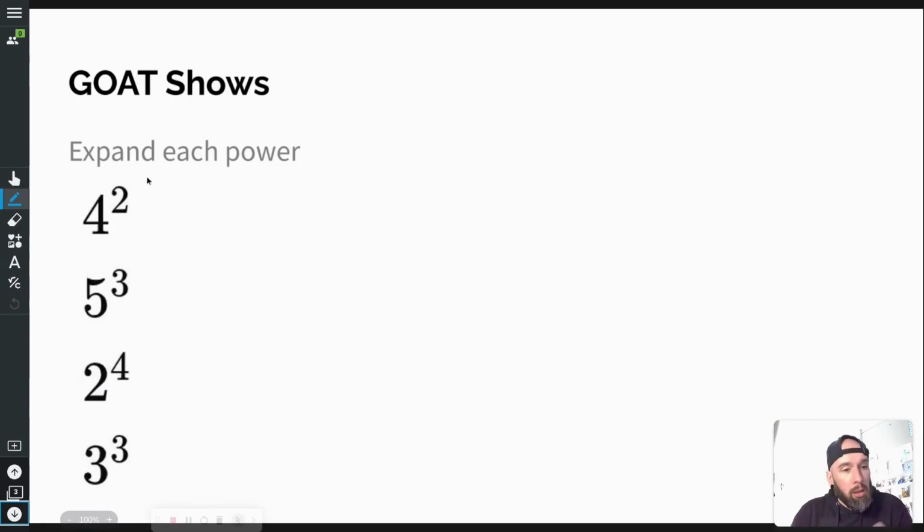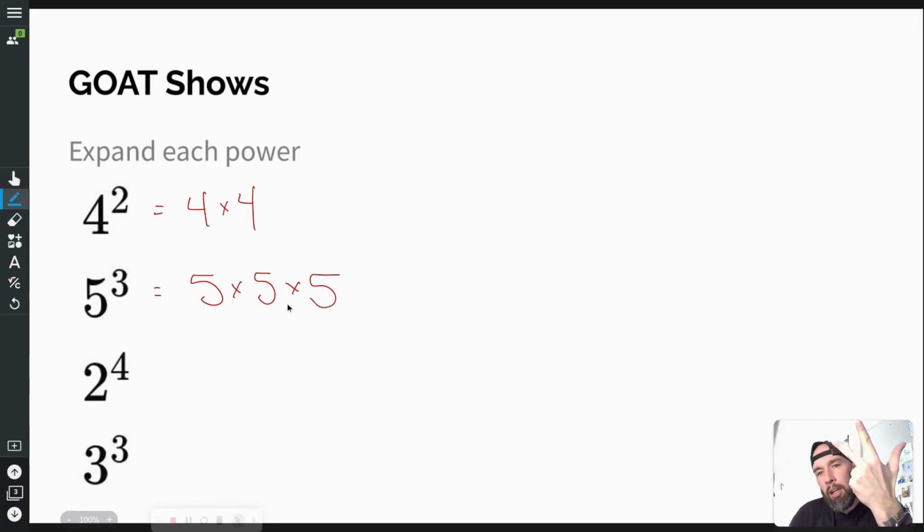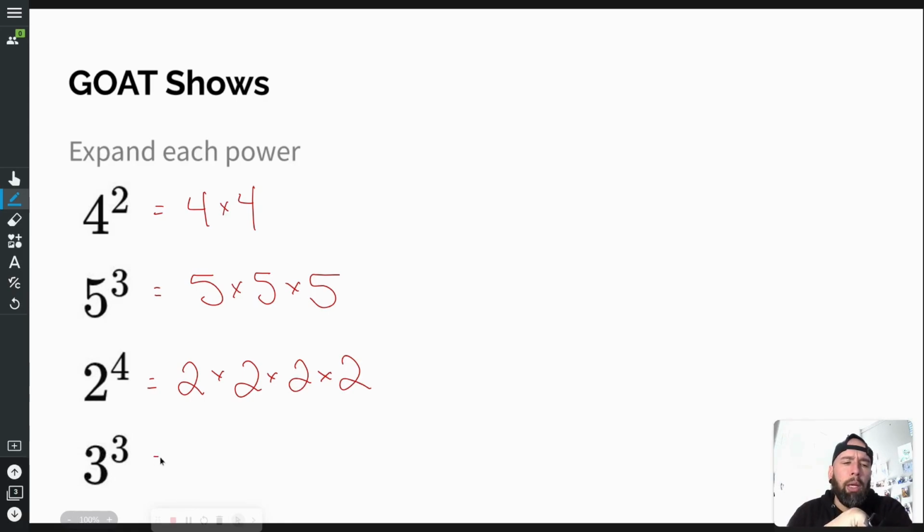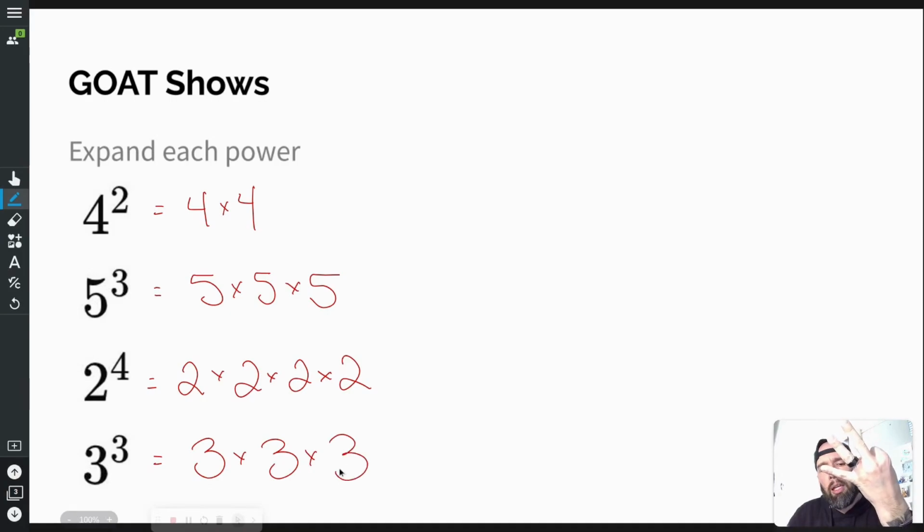Now that you've seen it, let's take all of these and expand them all. 4 to the 2nd power means 4 times 4. 5 to the 3rd power means 5 times 5 times 5. 2 to the 4th power means 2 times 2 times 2 times 2. And 3 to the 3rd power means 3 times 3 times 3.